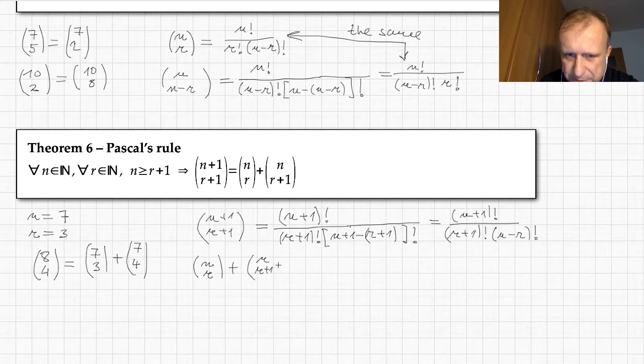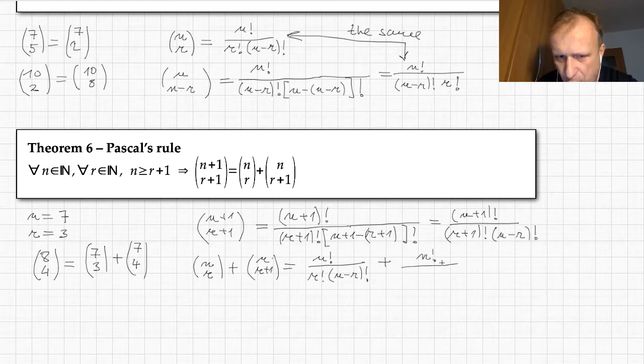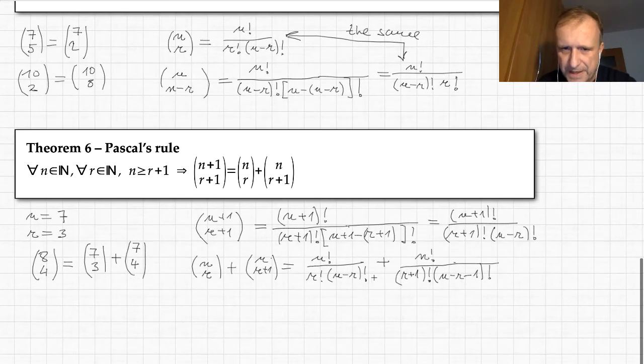This should be equal to, so the first one is n factorial over r factorial times n minus r factorial, plus the second one is n factorial over r plus 1 factorial times, and I need to have n minus r plus 1 factorial, which is just n minus r minus 1 factorial. So this is the sum, and if I want to calculate it, of course, I need to have the same denominator. I have to find a common denominator here.